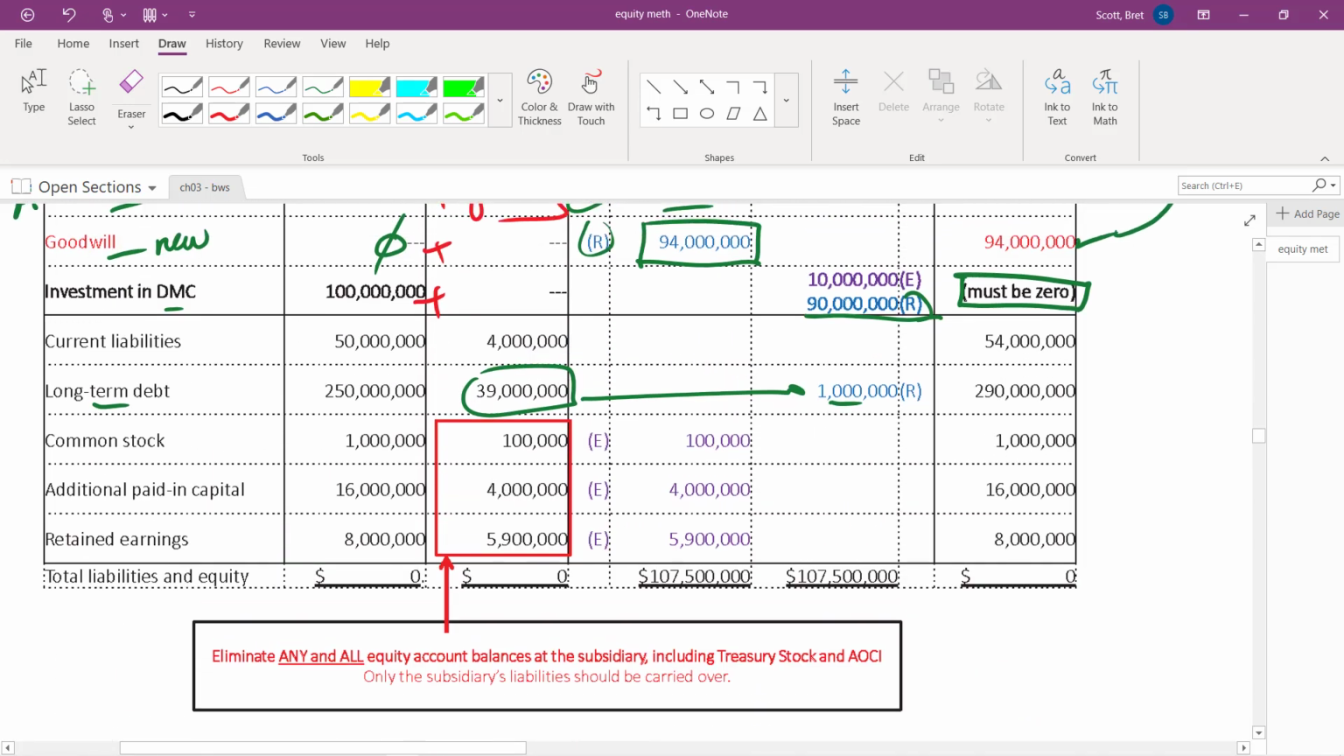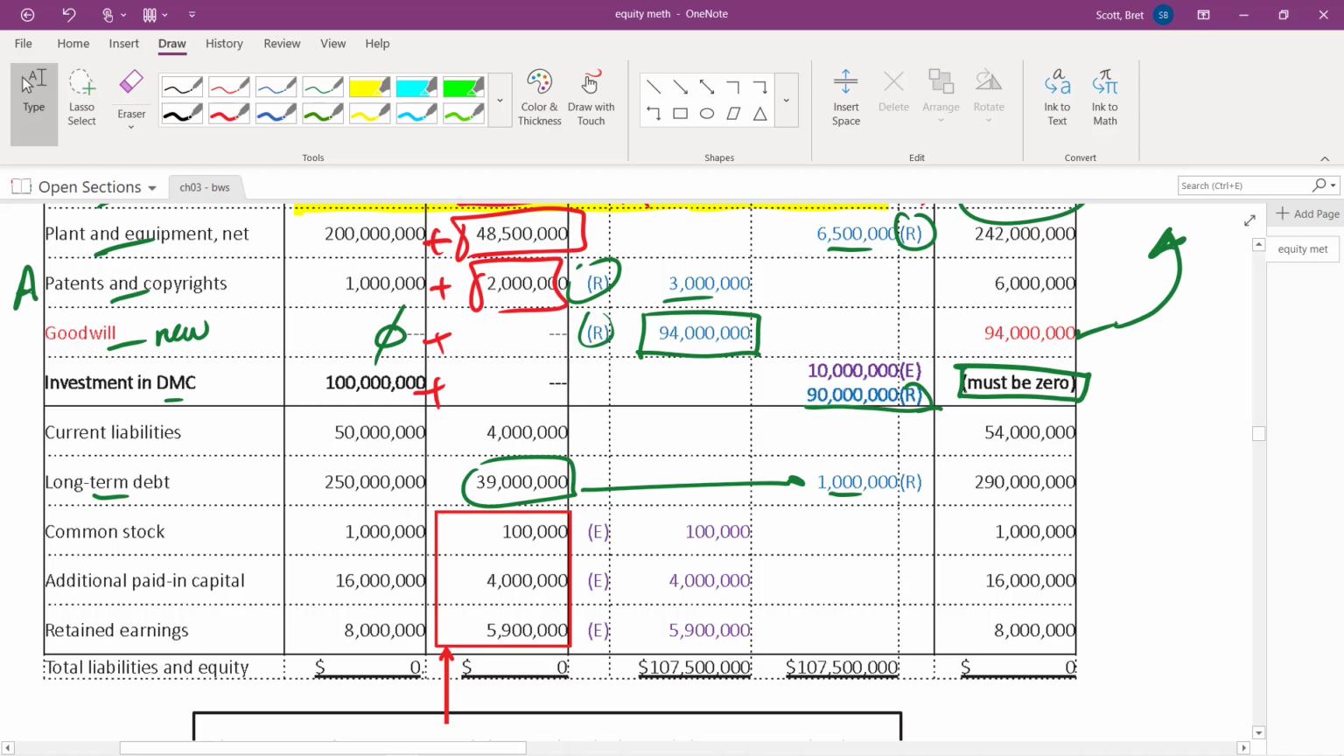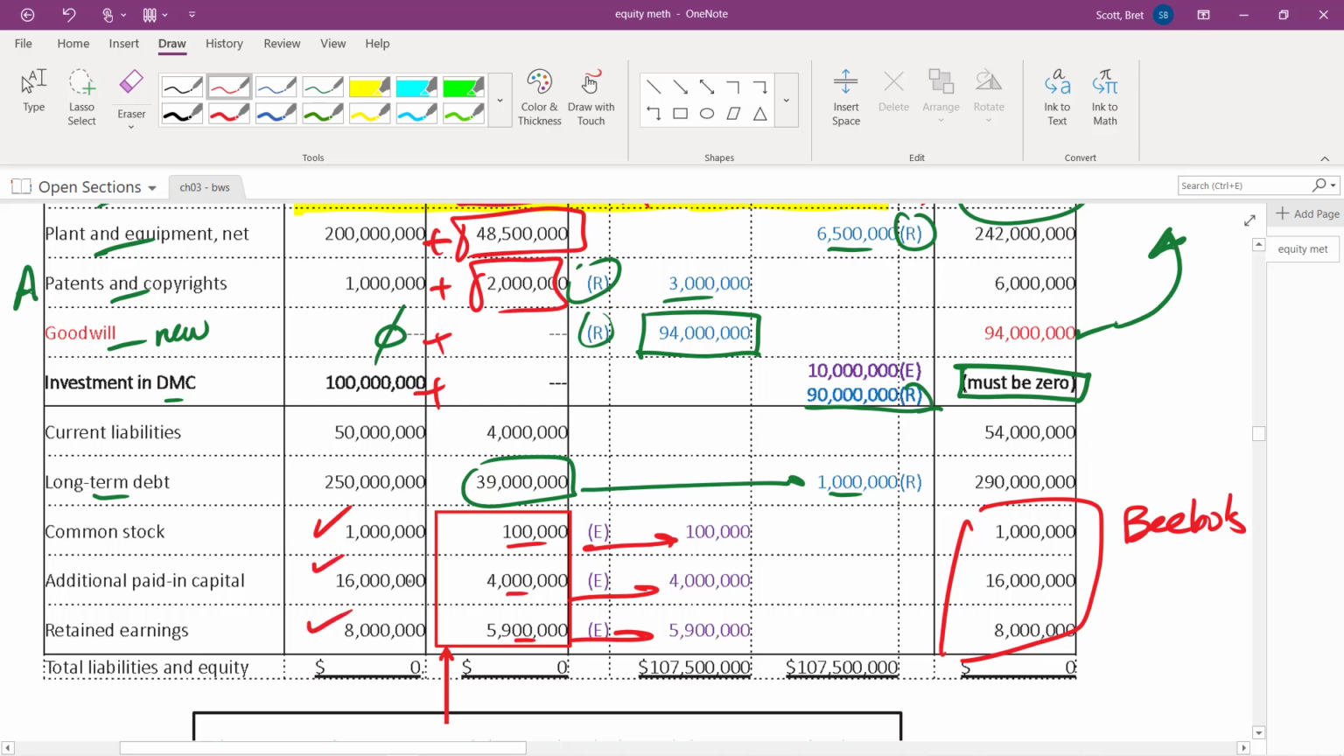Let's go back up to the worksheet. This one is pretty straightforward. I like this. We have these equity account balances in the common stock, APIC, and retained earnings. What do we do with those? We straight up just get rid of them. Because when we consolidate, we only want to show Beerbo's equity accounts. We just want to show these. We don't want to add any common stock from another company. It doesn't matter to us.